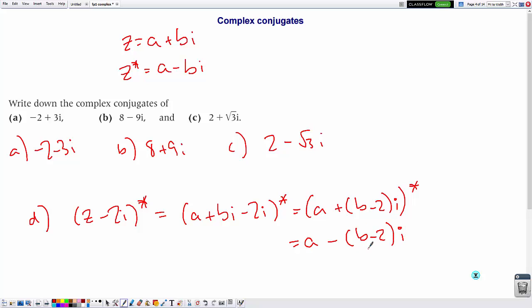Now you could multiply this out if you want to and say it's minus bi plus 2i, but it's actually better to write it in this form.